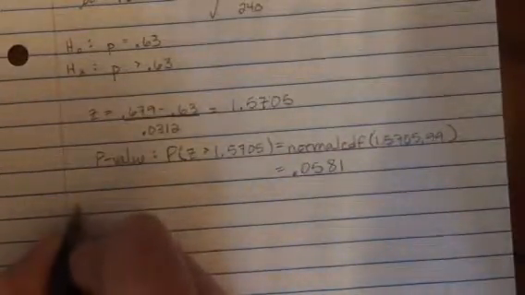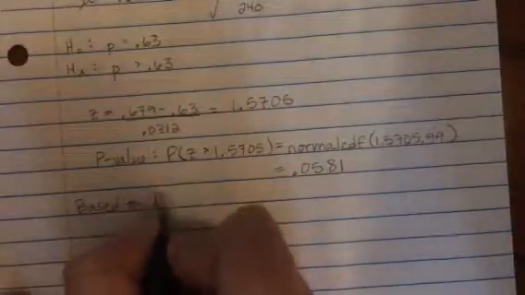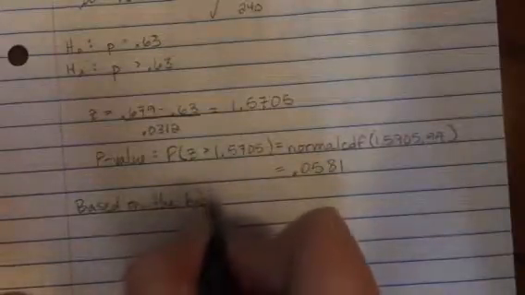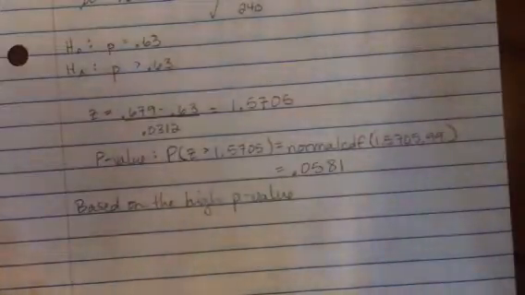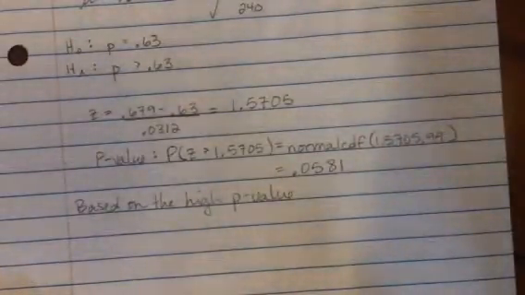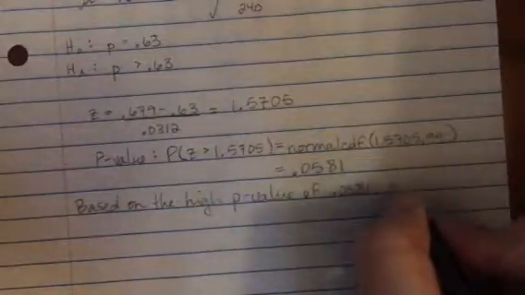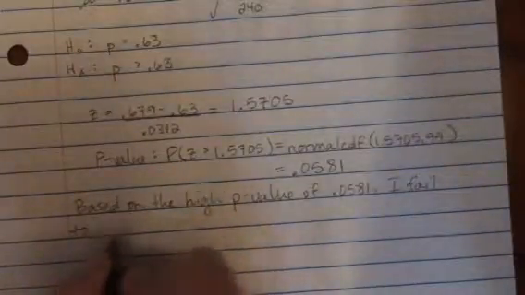And that is based on, and I'm calling this a high p-value because it's greater than 0.05. And we'll talk about alpha levels next chapter. You need to make sure you read that because we're not going to be able to spend as much time on it as I would have liked. So based on the high p-value of 0.0581, I fail to reject the null hypothesis.